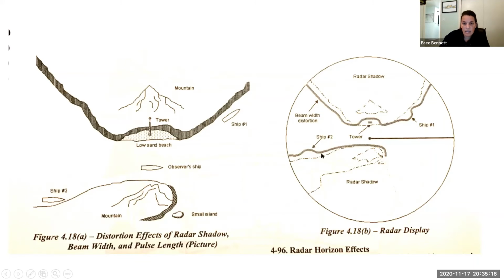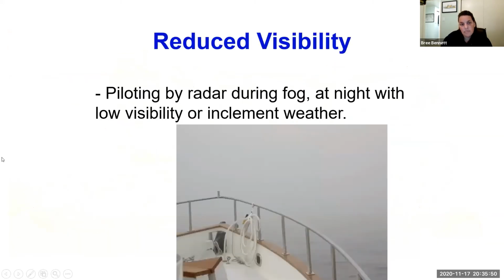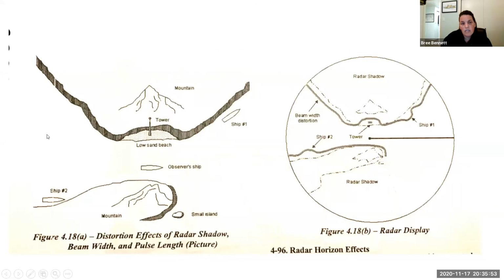And then we have beam width distortion on this side as well. It can't distinguish between ship number 2 and the land itself. And we can't see the small island behind this piece of land because of that radar shadow. We can't see behind that mountain. So those are just other examples of the way we can get distortion on our radar screen. Okay. Any questions on that distortion? Radar effects. Okay, cool.